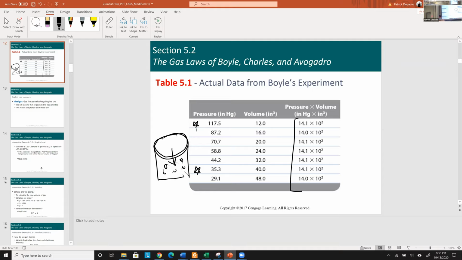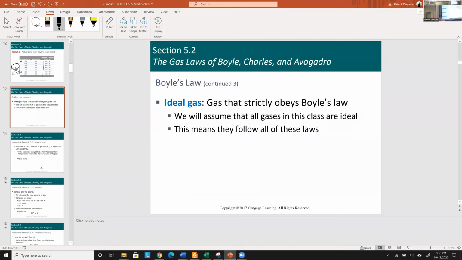Okay, so we're going to be talking about this thing called the ideal gas law later. But first, we need to understand what an ideal gas is. An ideal gas follows the kinetic molecular theory of gases to a T. And this ideal gas is a theoretical thing.